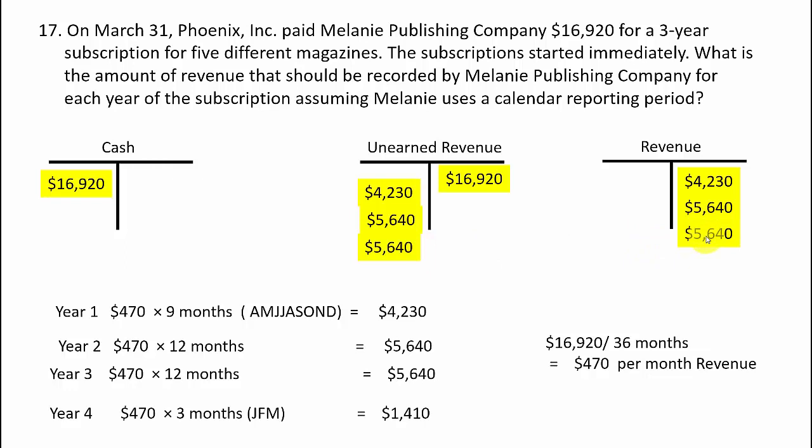Year 4, we're going to only earn 3 months, January, February, and March, which times 470 would be $1,410. And notice it was a full 3-year subscription. So $1,410 will be taken out of here, which makes this account now 0. This side and this side are now exactly the same. And we'll show the revenue for year 4, $1,410, 3 months.